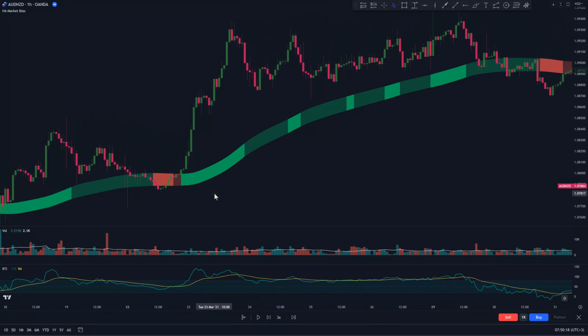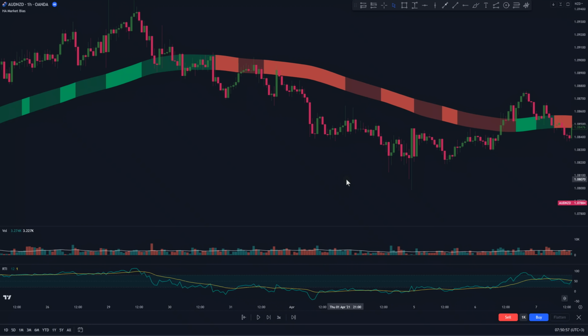This indicator shows a bullish trend by changing the color of this trend ribbon to bright green. For a pullback in a bullish trend, the ribbon will change color to dark green. In a bearish trend, it's the opposite. Bright red for a bearish trend and dark red for a pullback in a bearish trend.